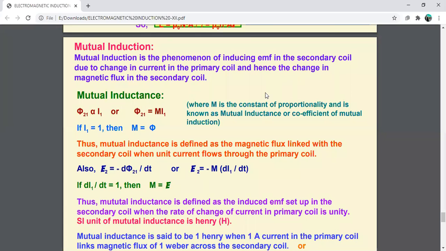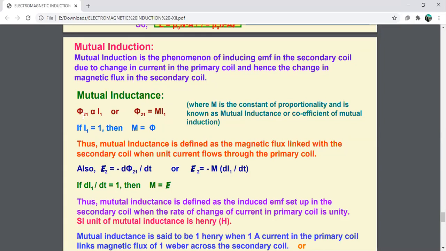So let us check. Take two coils with coefficients of self-induction L1 and L2. The magnetic flux linked with the second coil because of variation in current I1 in the first coil is denoted by phi 21. Phi 21 means the magnetic flux in the second coil due to variation in the first coil. That's why it has been written with subscript 21.